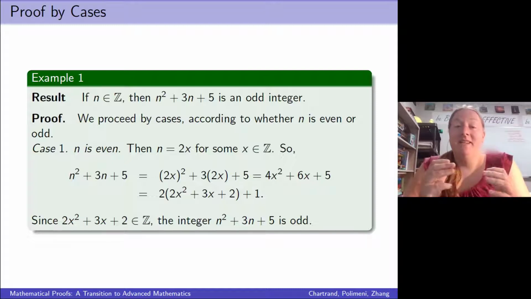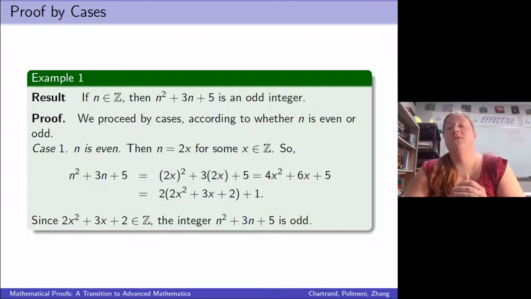So given that n is an even integer, now I can write n equals 2 times x for some integer x. And I can substitute in 2x everywhere there's an n in my n squared plus 3n plus 5 expression. When I do that, I end up with 2 times (2x squared plus 3x plus 2), which is an integer, plus 1. So I have the result that I was desiring. However, I've only shown that this is true when n is an even integer.